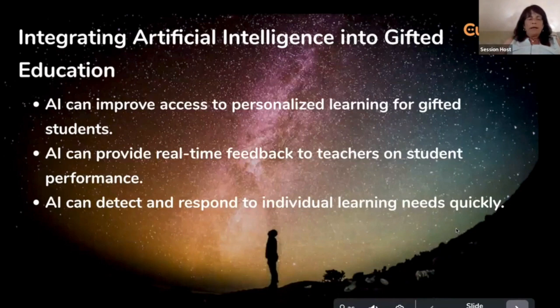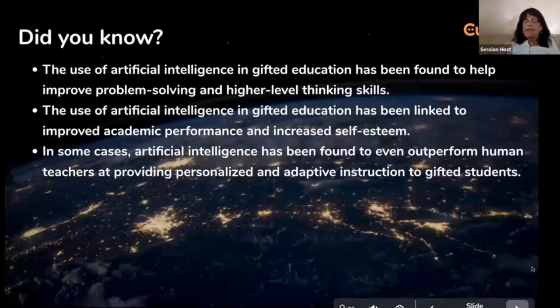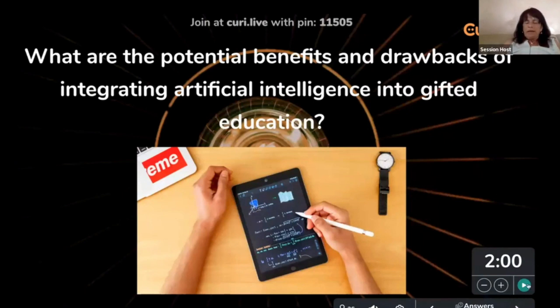All right, this is just some more content. I'm going to zoom through this because you looked through that. You have a copy of this particular one as part of the slides. All right, here you go. Next, here's a question: What are the potential benefits and drawbacks of integrating artificial intelligence into gifted education?